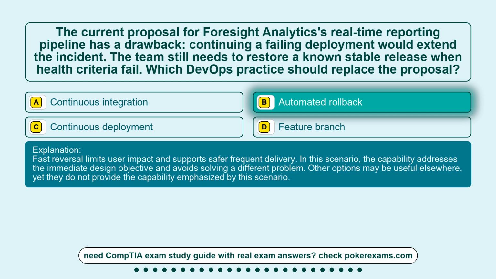Fast reversal limits user impact and supports safer frequent delivery. In this scenario, the capability addresses the immediate design objective and avoids solving a different problem. Other options may be useful elsewhere, yet they do not provide the capability emphasized by this scenario.